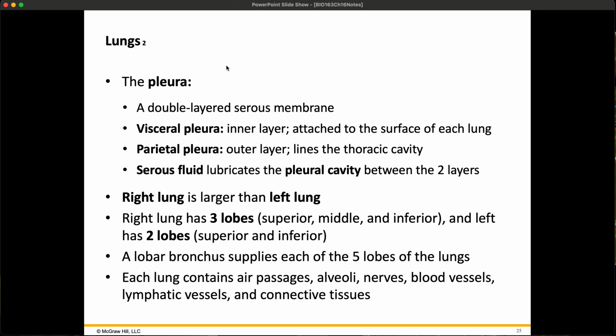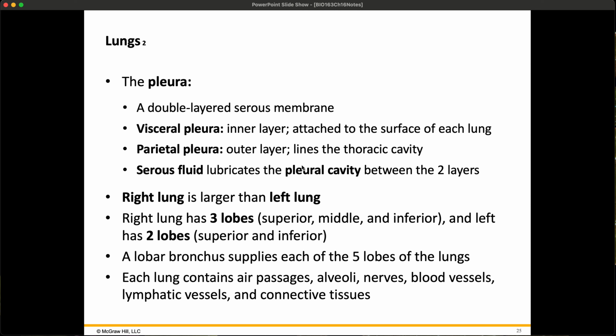The pleura, so if you remember, the pleura is referring to your lung cavity, and specifically these lung membranes. So you have your visceral pleura that's actually attached to the surface of the lung, and the parietal pleura that's along the wall of the thoracic cavity, up along the bones of the thoracic cavity. In between those two membranes is the pleural cavity filled with serous fluid.